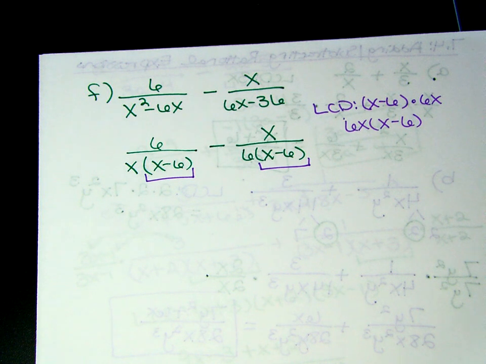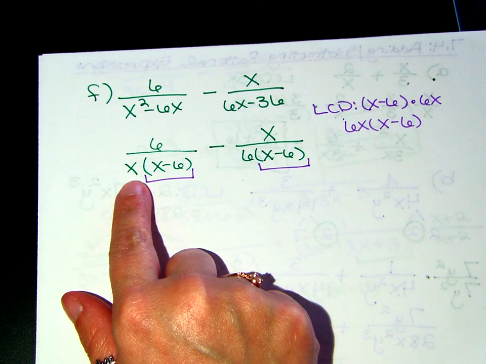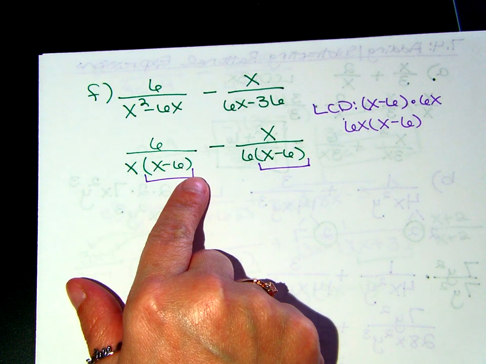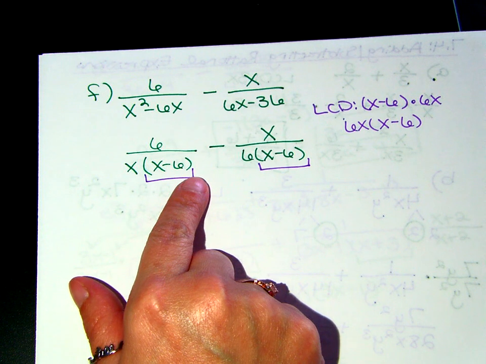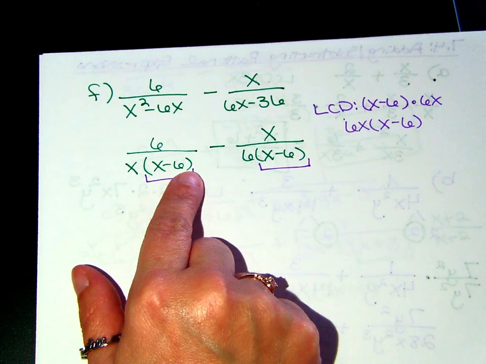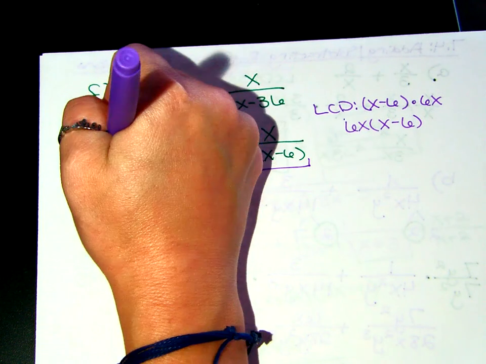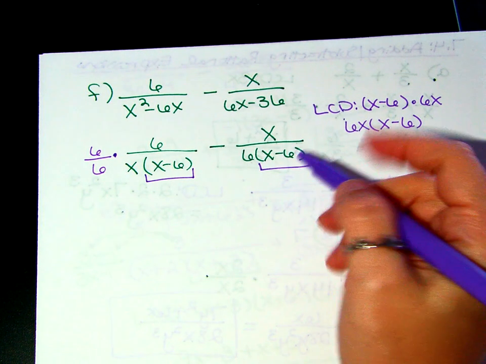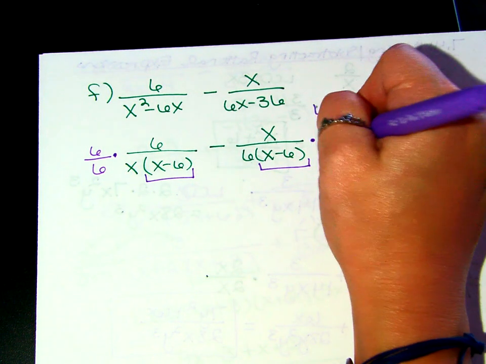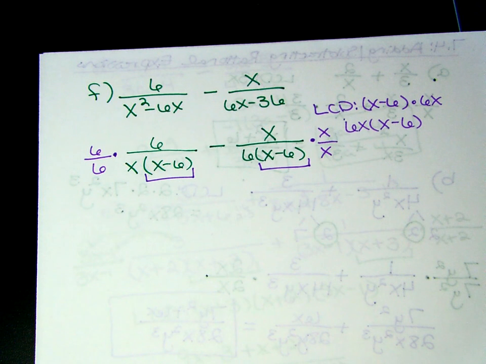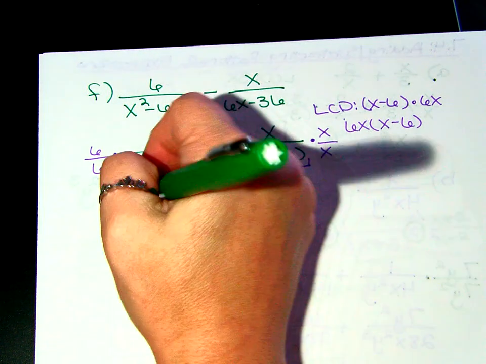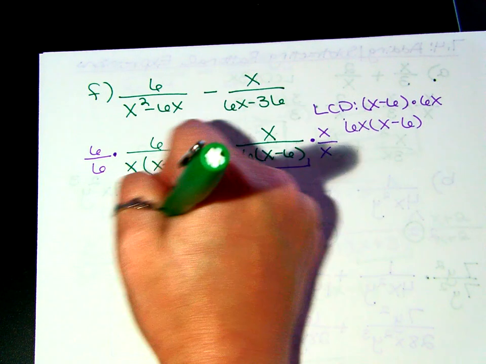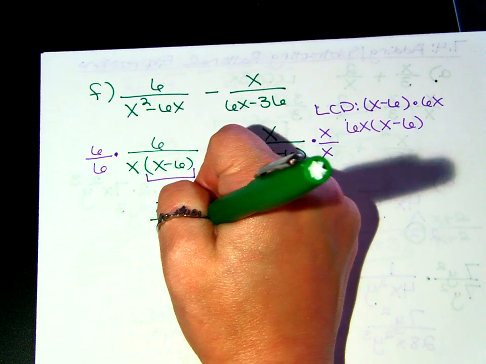So this one actually becomes pretty easy because what does the first expression need? Yeah, they need a 6. It's already got the x. It's already got the x minus 6. So the only piece it's missing is a 6. And my second one has the 6 and the x minus 6. So it's just missing the x. 6 times 6 is 36. x times x is x squared. All over 6x times x minus 6.